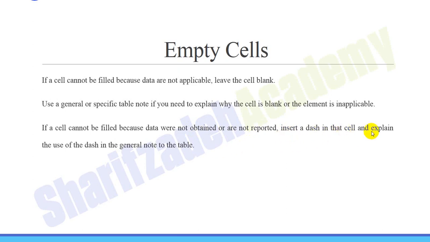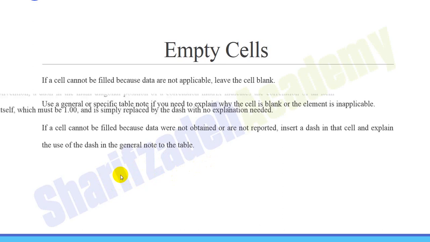And at the end, we have to explain the use of the dash in the general note to the table. At the end of the table, we have to use a general note. You know that we have to write Note in italics and then describe why the cell, for example, cell A is blank, cell B is blank.